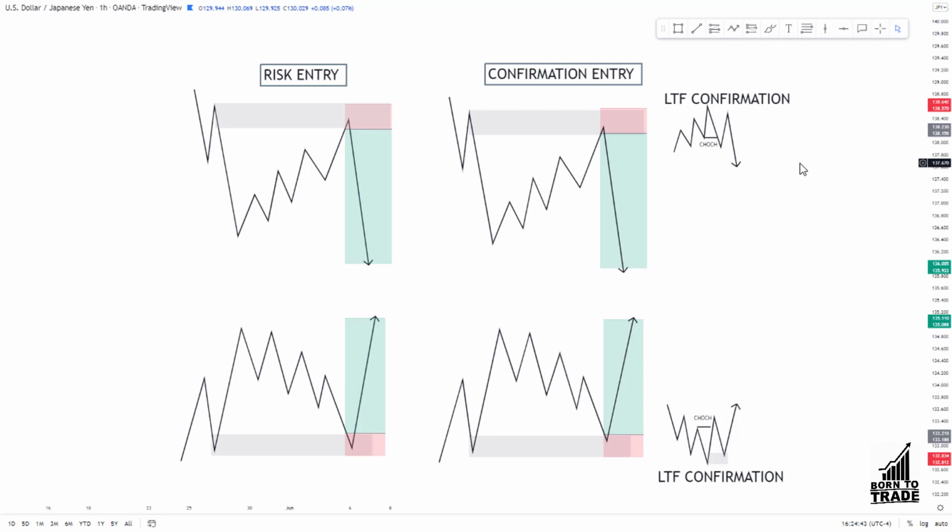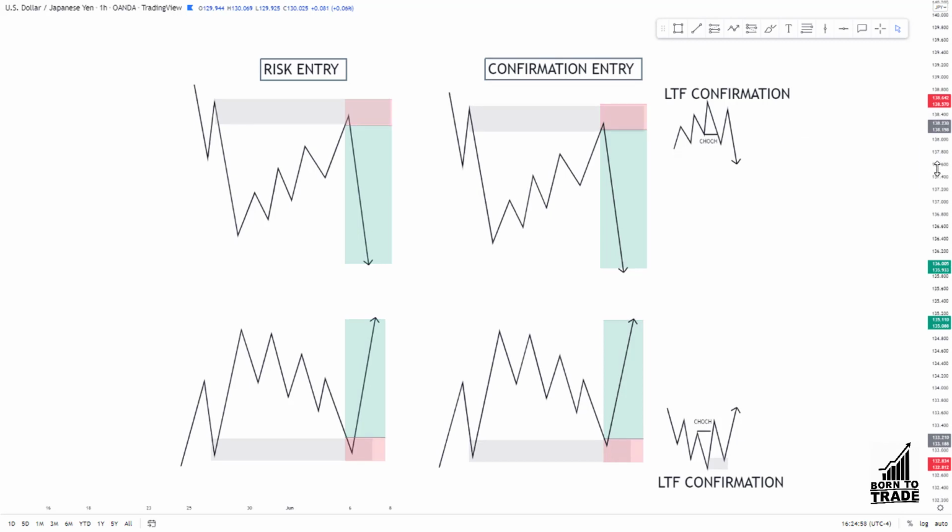Back to the topic of today, entries. How do we enter our trades when price returns back to our supply or our demand zone? So we basically have two types of entry on our list today, and the first entry is what we call the risk entry. The risk entry is basically trading without any confirmation. Trading without what? Any confirmation.